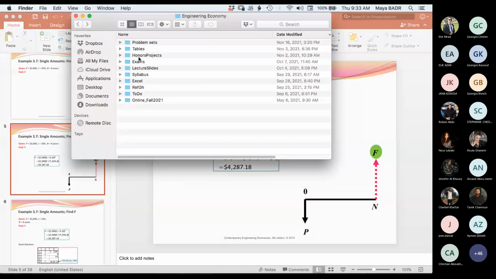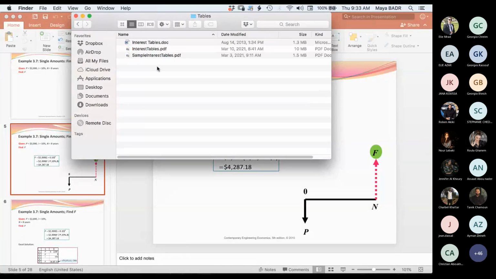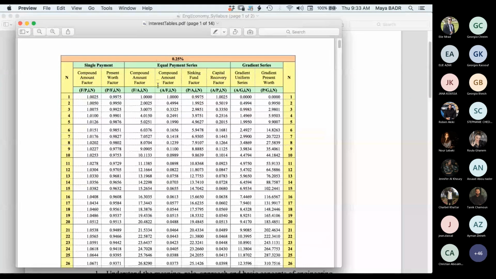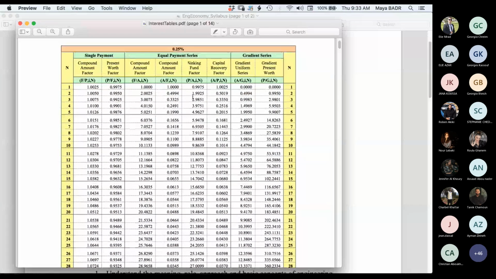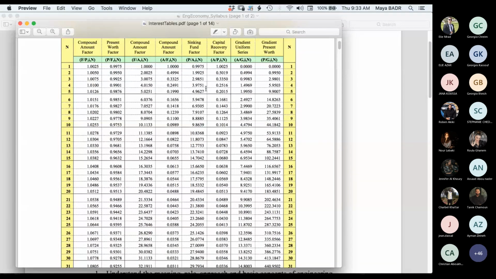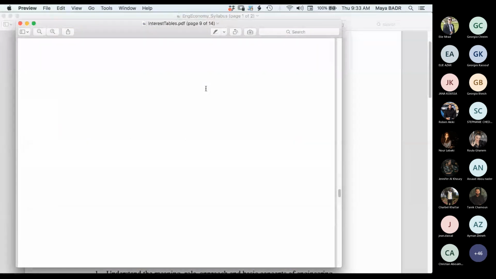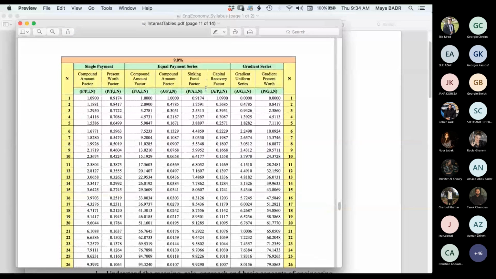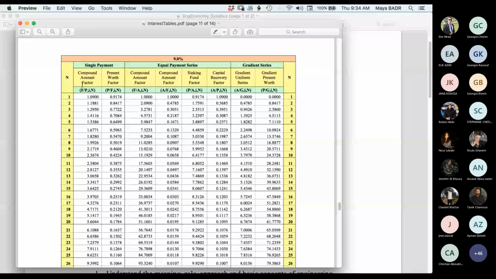The tables, how do they look? Can you see the tables? Yes. So look, they don't even want 1 plus i to the n and 1 plus i to the minus n. They made economic tables for different rates. This one is for 0.25. They made it for all the different rates, you have them at the end of the book. This is for 9% for example.